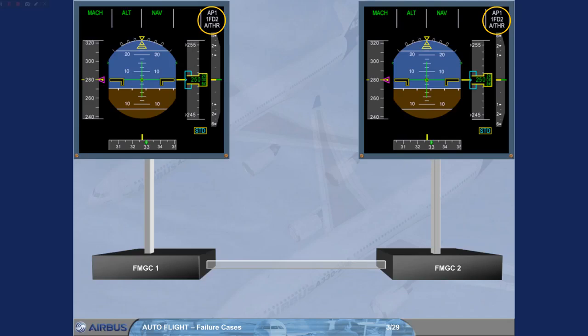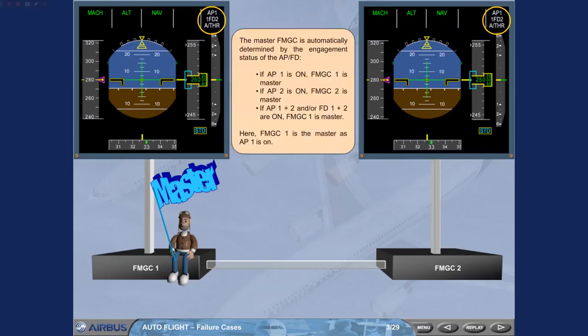If AP1 is on, FMGC1 is master. If AP2 is on, FMGC2 is master, and if AP1 plus 2 and/or FD1 plus 2 are on, FMGC1 is master. Here, FMGC1 is the master, as AP1 is on.